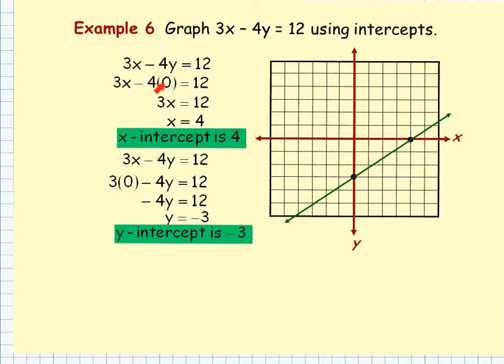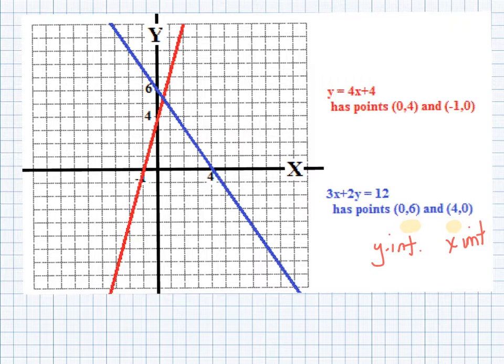So up here we're trying to figure out the x-intercept, so we make the y 0. That leaves us the 3x equals 12, and then divide both sides by 3, and that equals 4. And down here we're going to make the x 0, and we're going to end up with y-intercept equals negative 3, and that is our line.